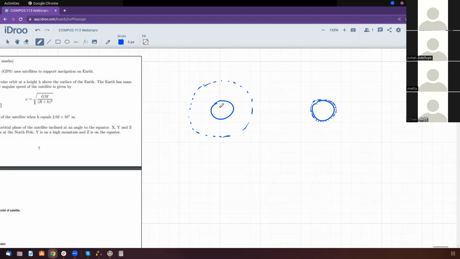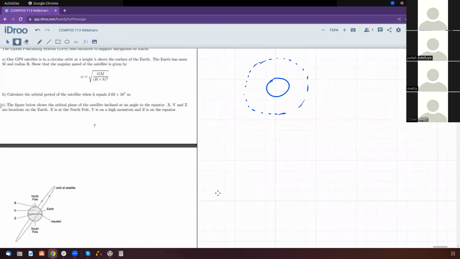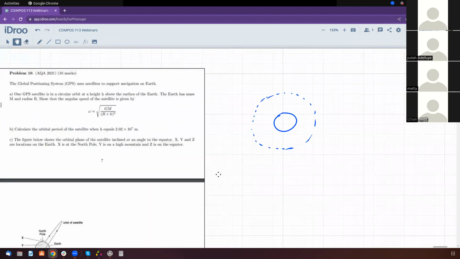But the other satellites are much further away. Oh, sorry, that's not GPS, that's geostationary. I've confused the two. But anyways, a satellite. So we have the radius of the Earth, we have the height above the Earth, and we have a satellite here performing circular motion.